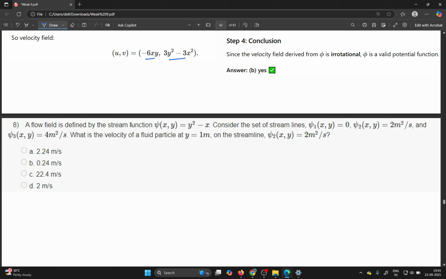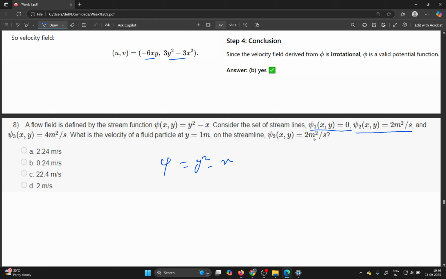A flow field is defined by a stream function. The stream function is given as y square minus x. Consider the set of streamlines: psi 1 equal to 0, psi 2 equal to 2 meter square per second, and psi 3 equal to 4 meter square per second. What is the velocity of a fluid particle at y equal to 1 meter on the streamline psi 2, that is 2 meter square per second?